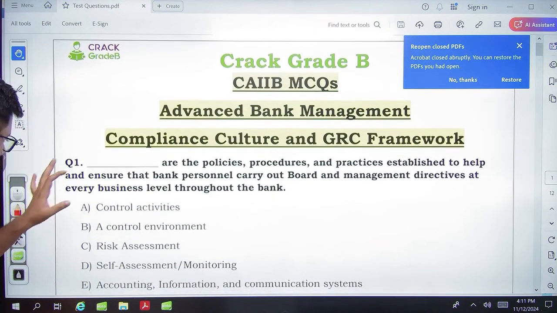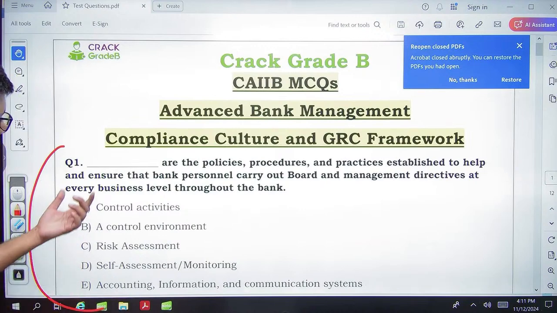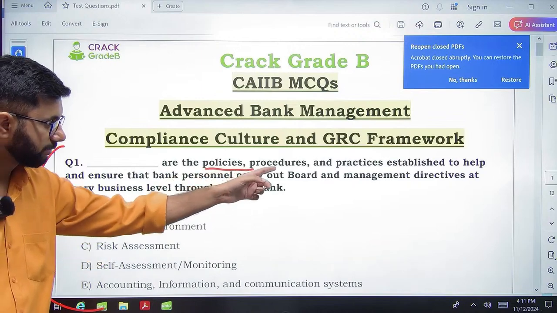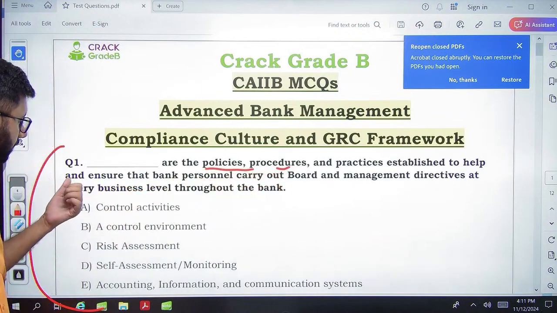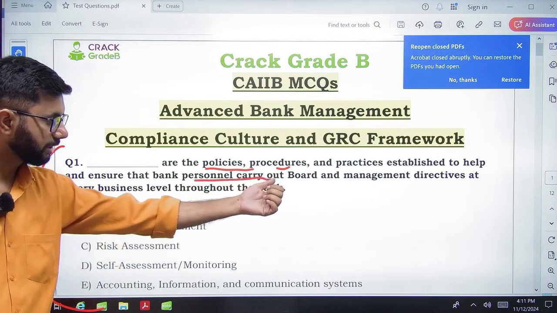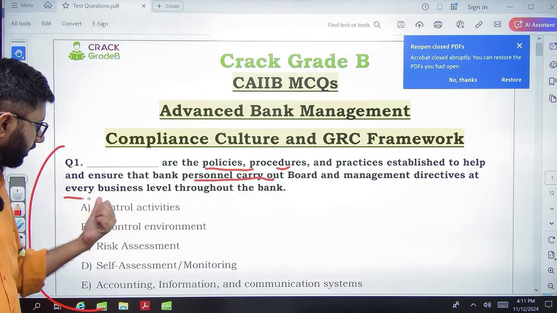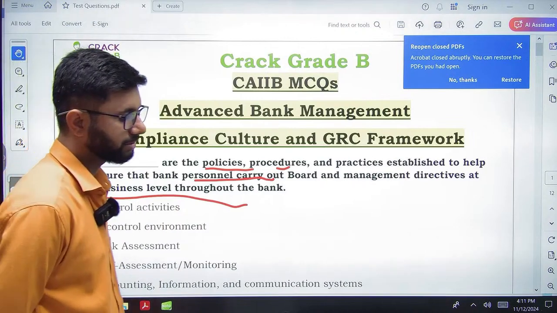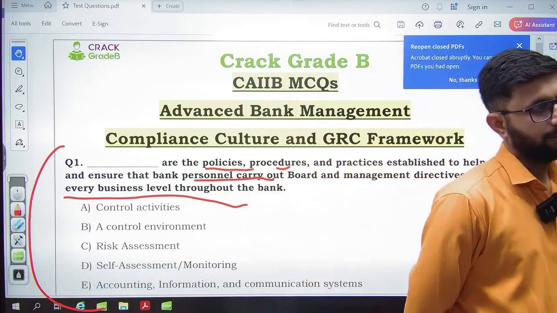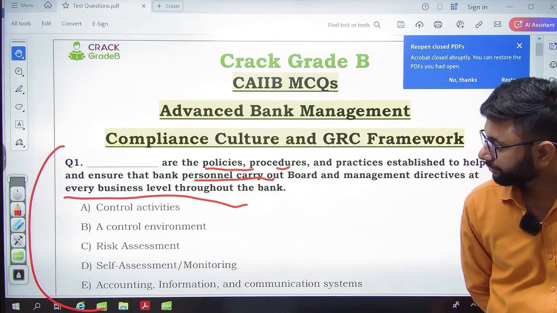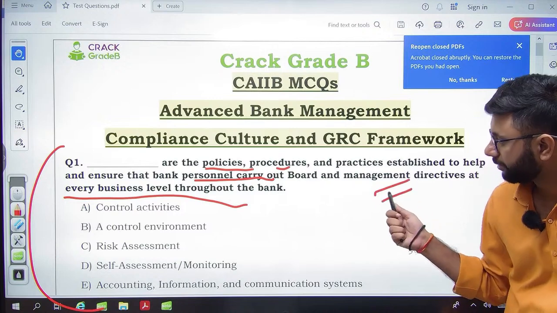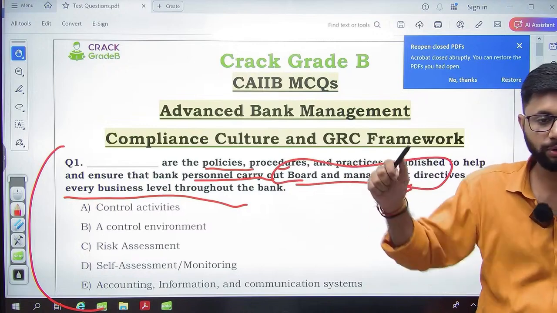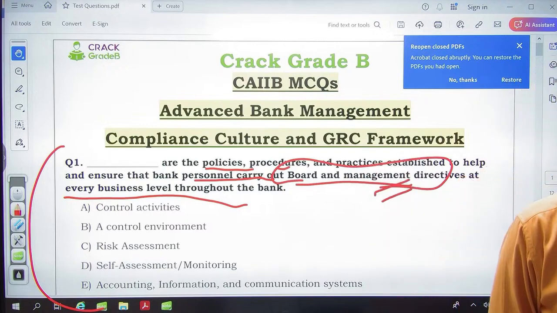So what do you think is the correct answer for this first question? What are the activities, policies, procedures and practices that help ensure that bank personnel carry out board and management directives at every business level throughout the bank? मतलब ऐसी क्या चीज़ है जिसके थ्रू at least हम लोग make sure कर सकते हैं that all the activities that are being done in the banking system are being done as per policies made by board and management? What do you think is the correct answer?